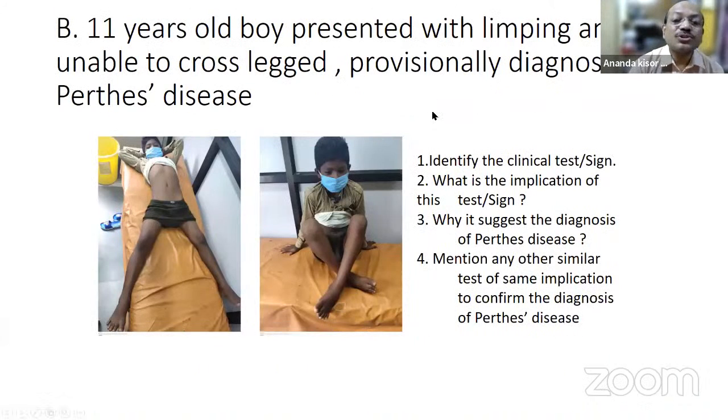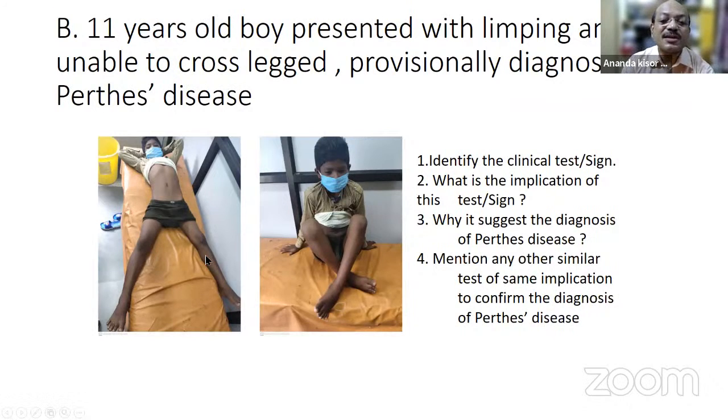So this is another question. An 11-year-old boy presented with limping and is unable to sit cross-legged. You can see the patient is unable to sit cross-legged, and is provisionally diagnosed as Perthes disease. It is given in the question. Now, the question is, we have to identify the clinical test and the sign. You can see here, if you check abduction, normally in the pediatric age group abduction should be at least 45 degrees, whereas this abduction is only 30 degrees.